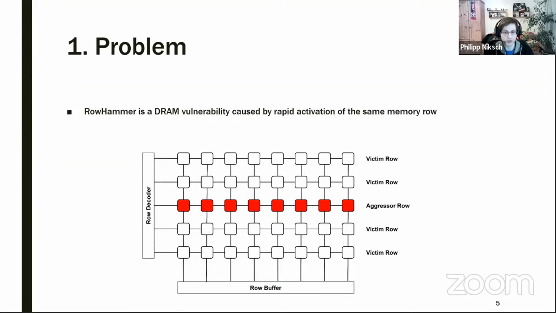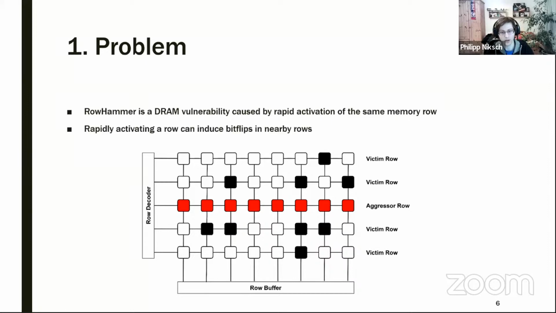The RowHammer vulnerability is caused by repeatedly activating the same row of memory. Hammering a row in this manner will effectively increase the speed at which nearby cells lose their state. At some point, the refresh mechanism cannot keep up anymore, and a bit flip might occur.